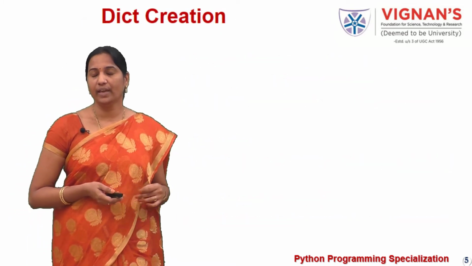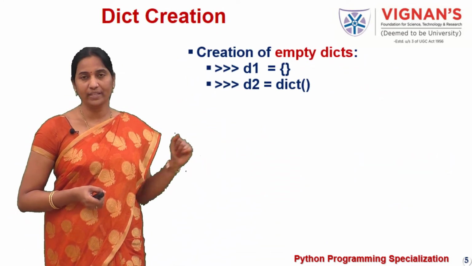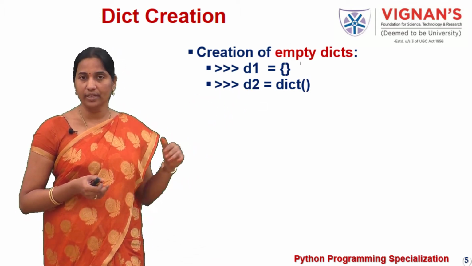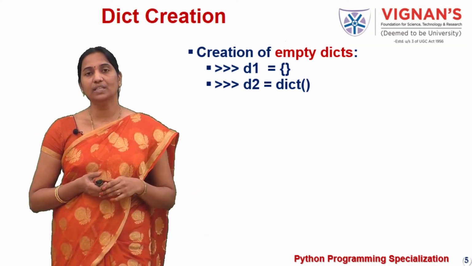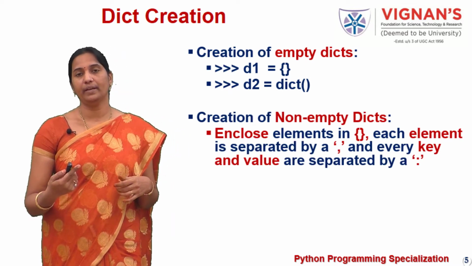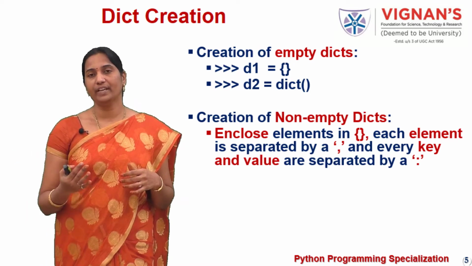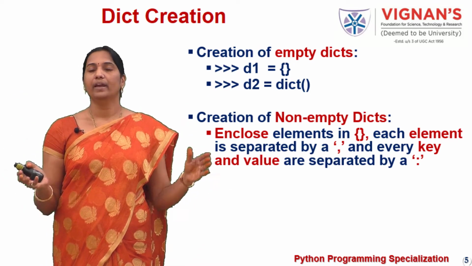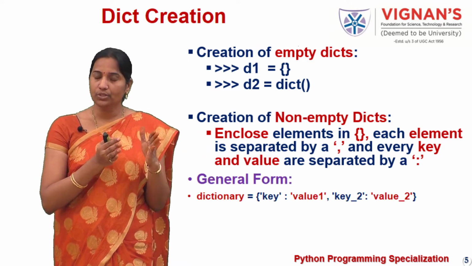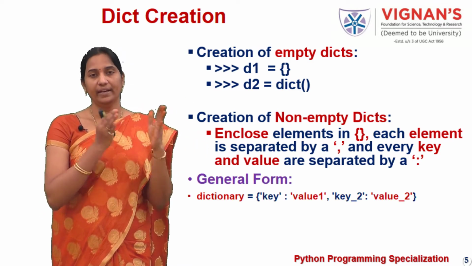An empty dictionary can be created in either of these two ways. We can just use simple empty curly braces to create the dictionary, or in the other way we use the dict constructor to create the empty dictionary. A non-empty dictionary can be created by enclosing the collection of elements in curly braces, and every element is separated by a comma, and moreover every element in the dictionary is a pair of key and a value.